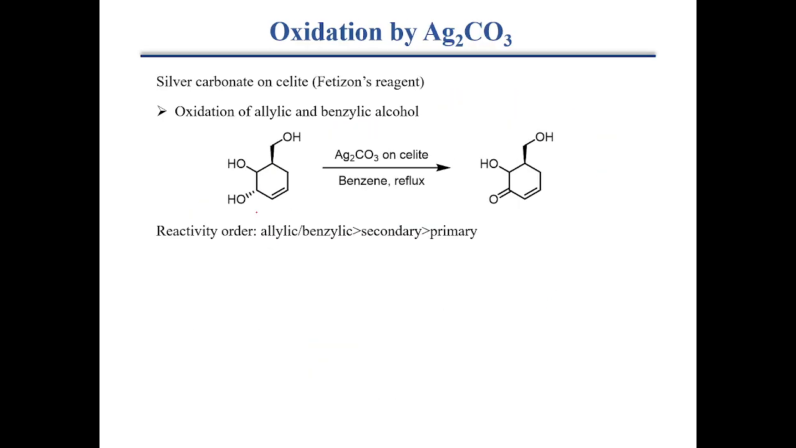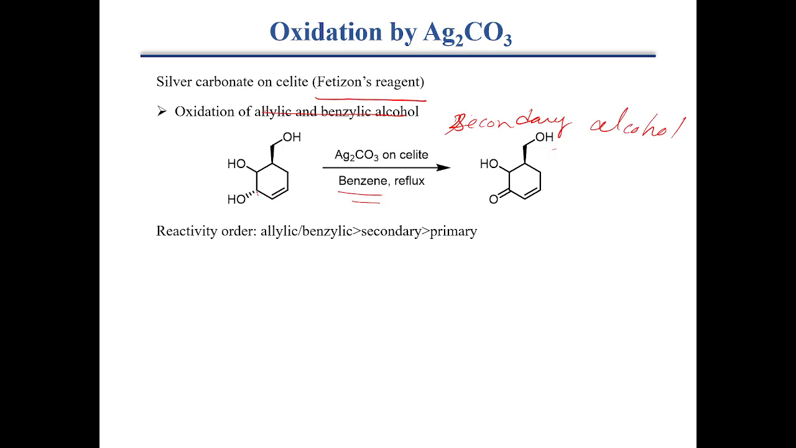One more oxidizing agent is silver carbonate. Silver carbonate on Celite is called Fetizon's reagent. It oxidizes allylic or benzylic alcohol. Sorry, this is written wrong. The secondary alcohol is oxidized to ketone under silver carbonate on Celite conditions.